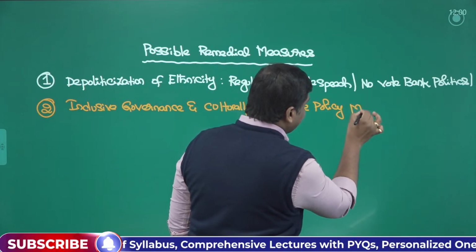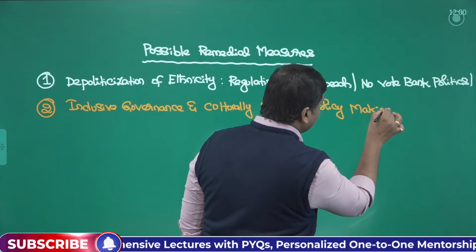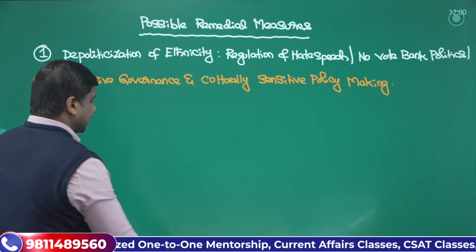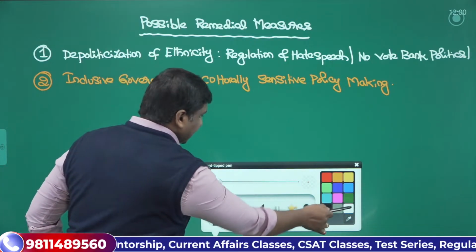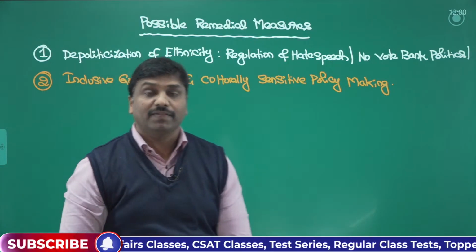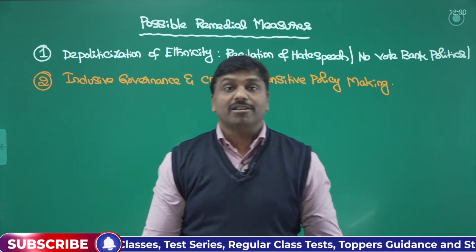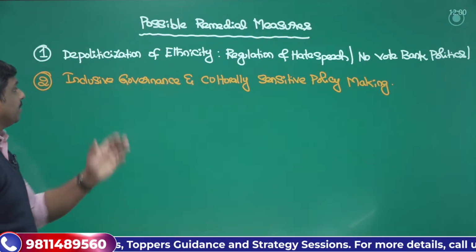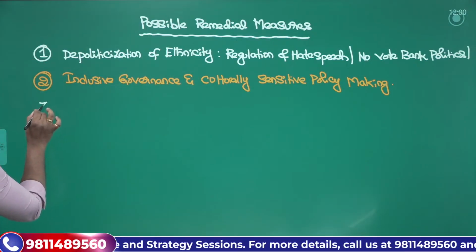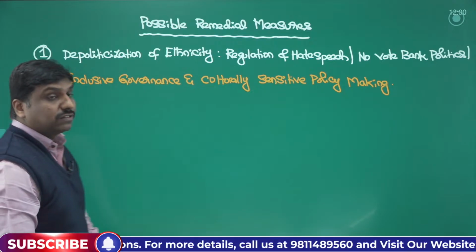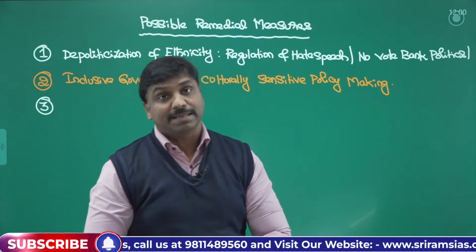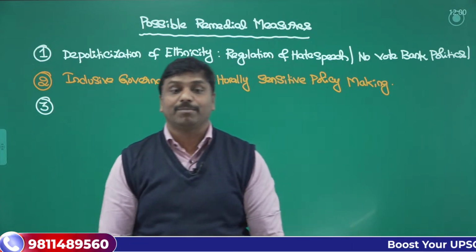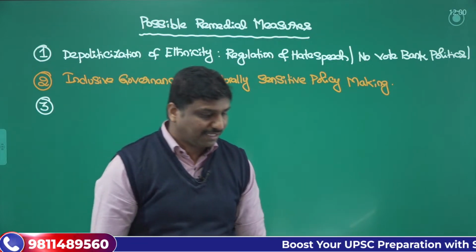That means before making a particular policy or a particular developmental policy, we have to think to what extent this will affect, or to what extent this will hurt the sentiments of a section. By keeping all such things in mind, culturally sensitive policy making should be there, and there should be more participation of the people in governance or policy making. That is another important plausible solution for this, right?